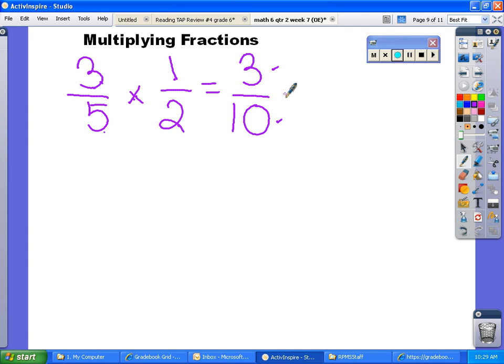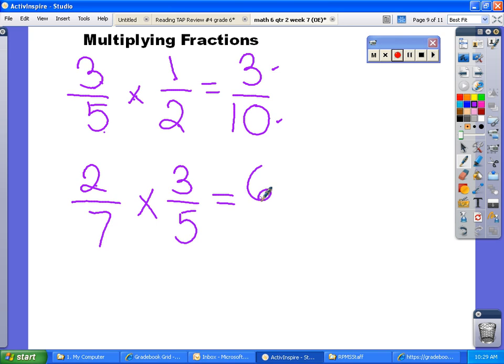Let's do another problem. 2/7 times 3/5. Alright, so again, we're going to multiply the numerators together. 2 times 3, which is 6, and 7 times 5, which is 35. And there is not a common factor between the two, so my answer is in simplest form.